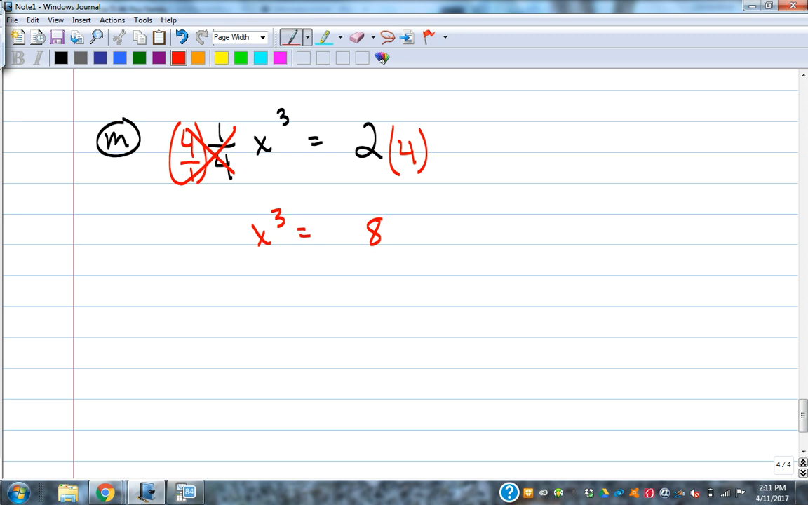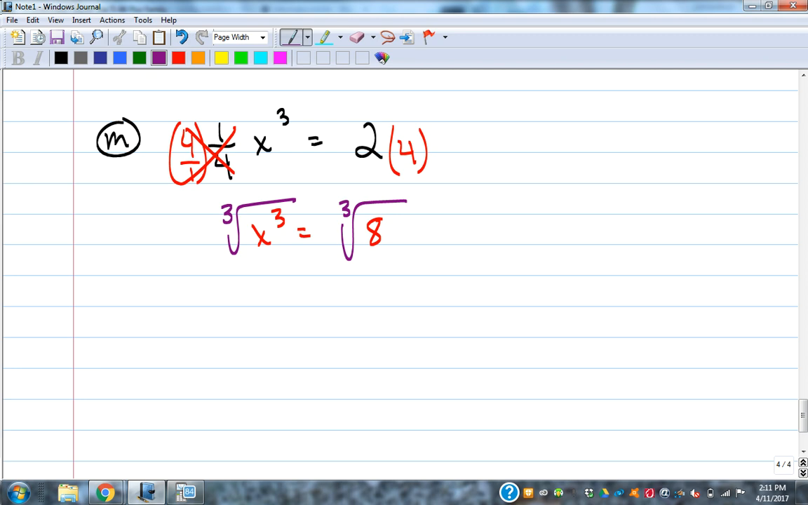And now how do we solve that? What root do we use? Cubed root. Third root, cubed root, same thing. Do I need a plus or minus on this one? Why not? Because it's an odd index, so that's why I don't need the plus or minus.